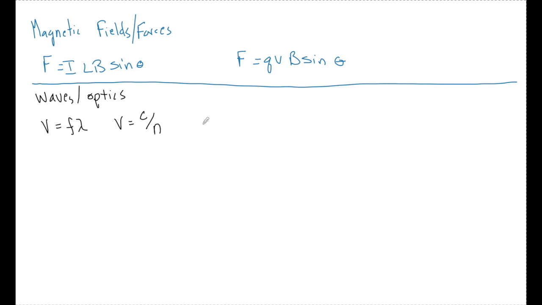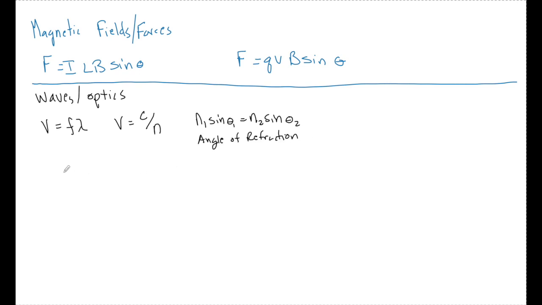I then can use those two formulas as well as Snell's law: n1 sine theta 1 equals n2 sine theta 2. That is going to be used to find the angle of refraction, which is also known as Snell's law.